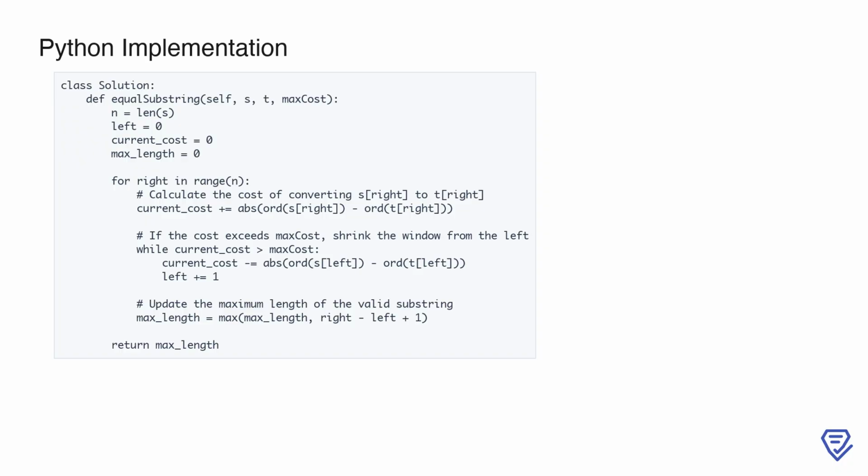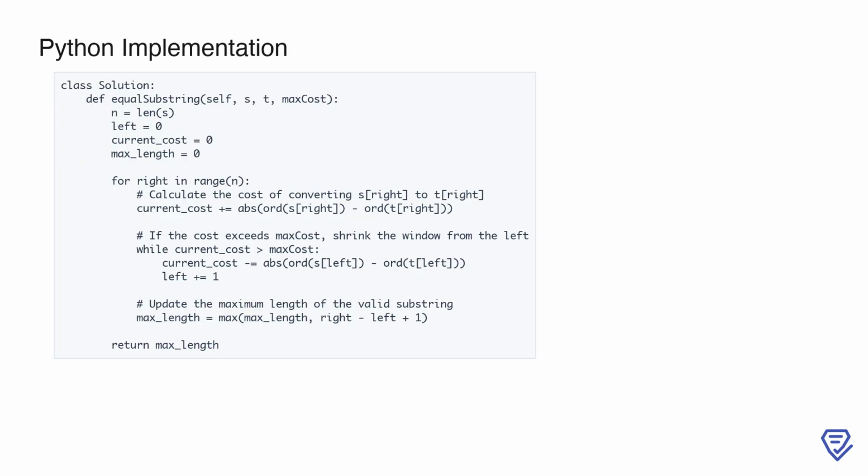1. Initialization. We initialize n as the length of the strings, left as the start index of the sliding window, current_cost to track the total cost within the window, and max_length to store the maximum valid substring length found so far. 2. Iterating over the string. Using a for loop, we iterate through the string s with right representing the end index of the sliding window. For each character, we compute the transformation cost of converting s[right] to t[right], using abs(ord(s[right]) - ord(t[right])), and add this cost to current_cost.